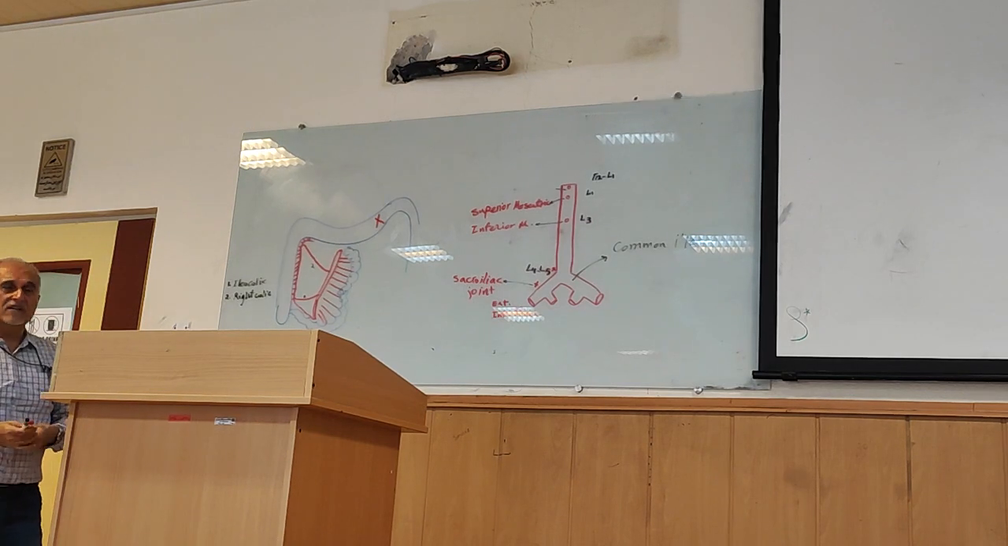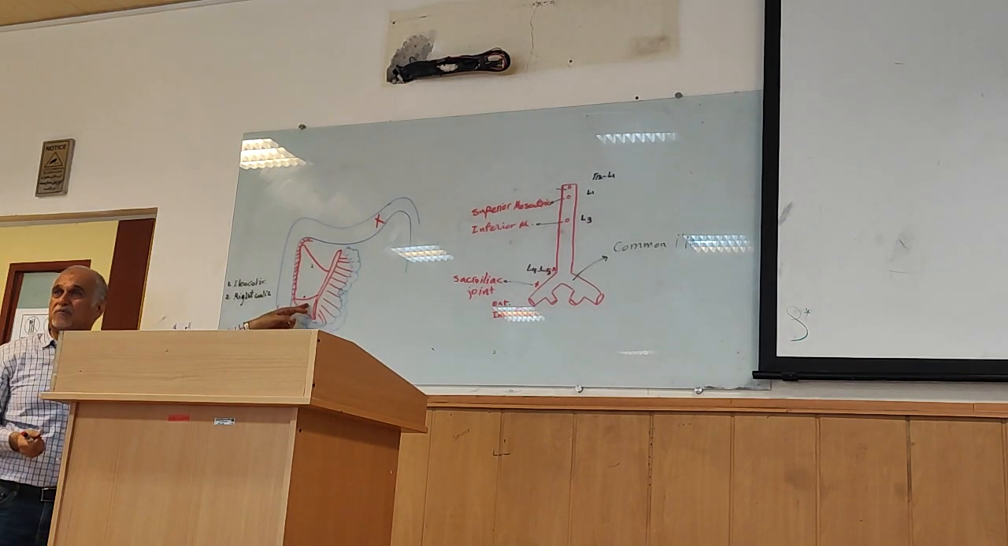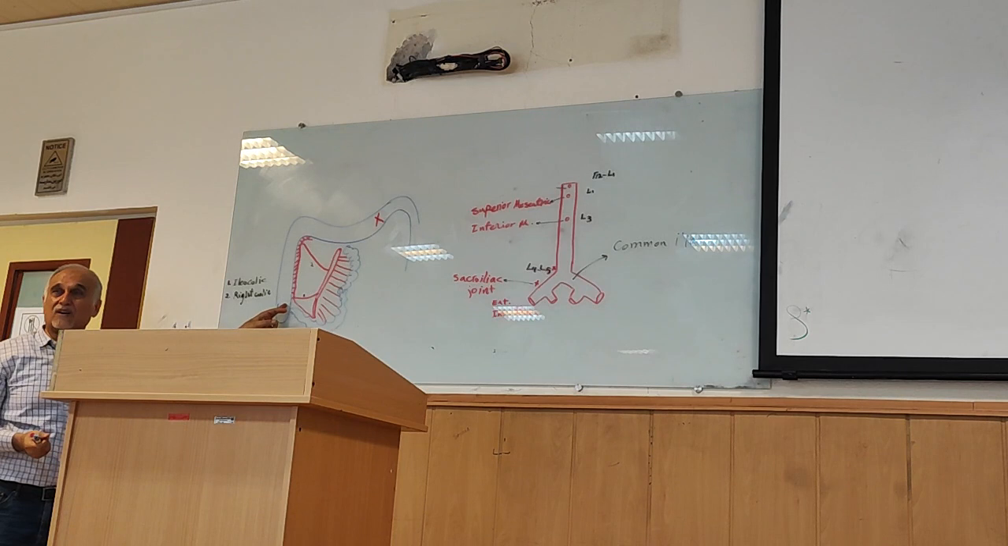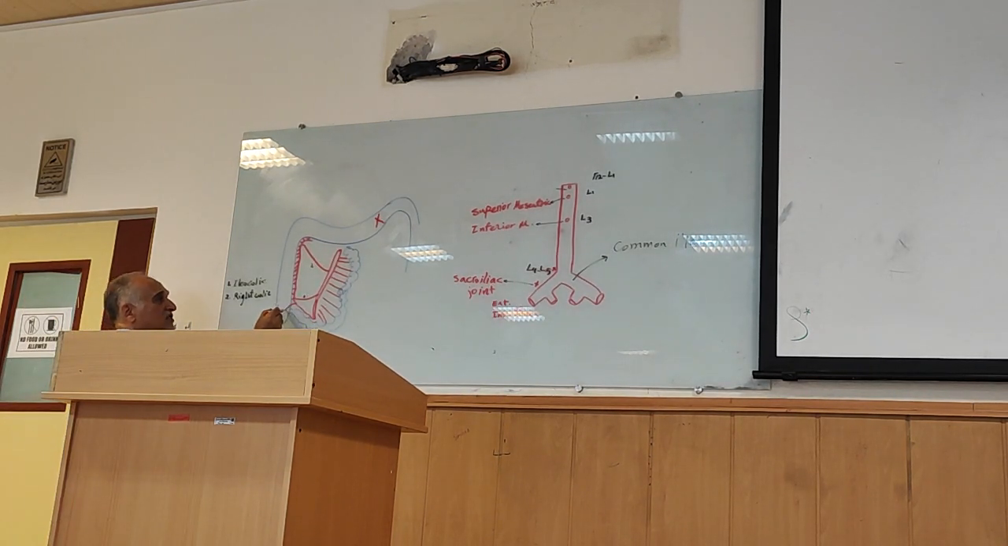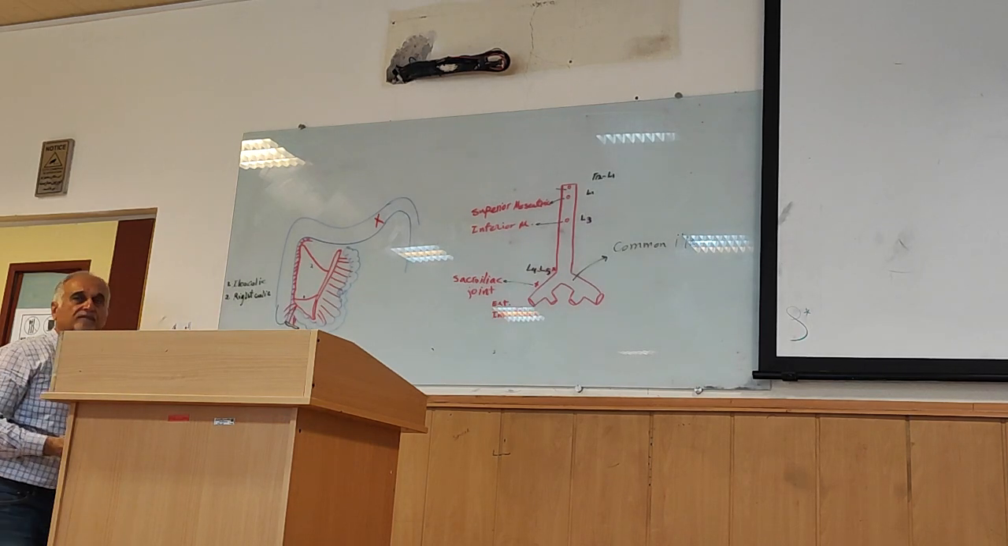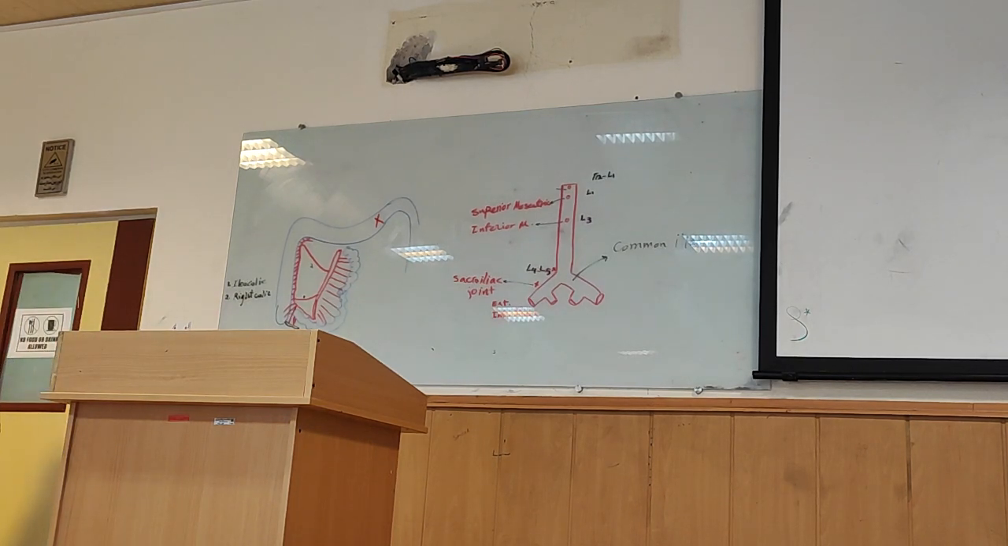So, number 1 was ileocolic because it supplies ileum and colon, and we expect some branches of this reach to the cecum and to the appendix and supply the appendix. Yes?